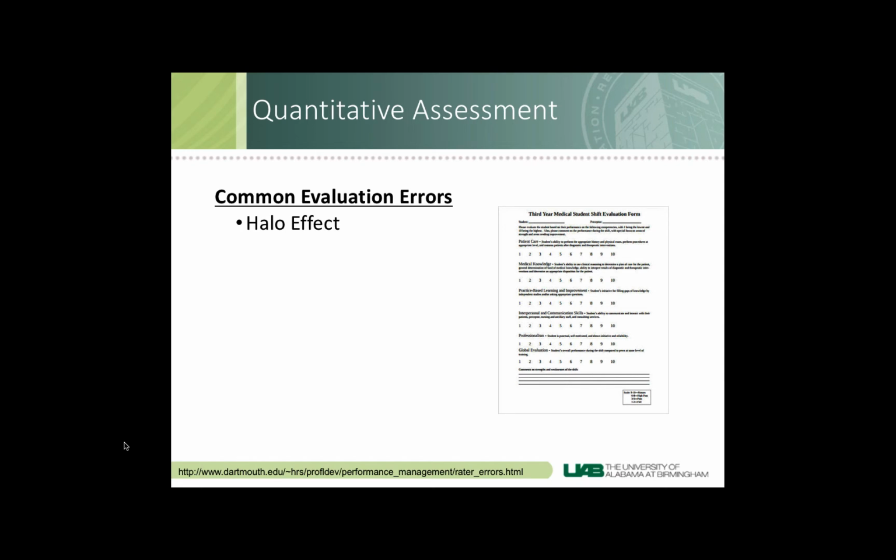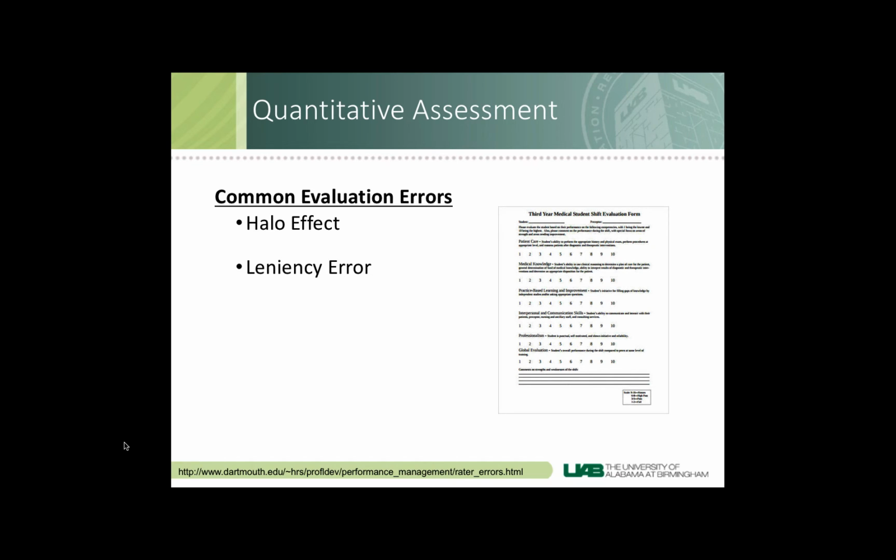So be aware of the halo effect. The halo effect where you say, this person did a great job in their medical decision making, so they must communicate with patients well and the social workers well, and they must be very professional. And you just give them very high marks for everything because of one specific aspect. So make sure that you're evaluating each question differently.